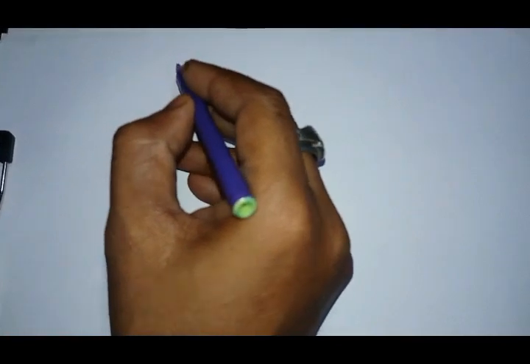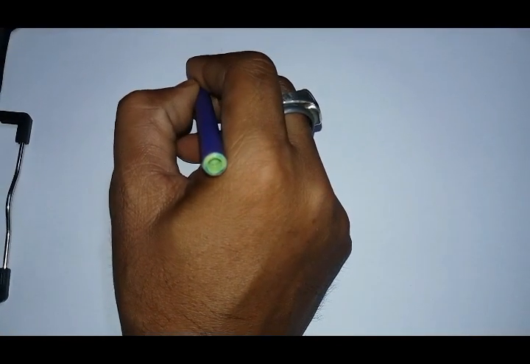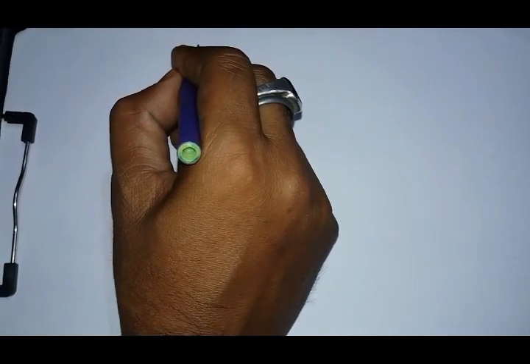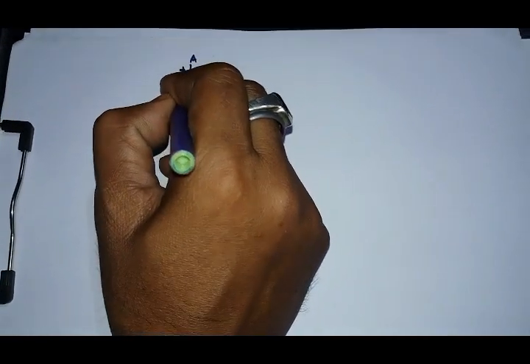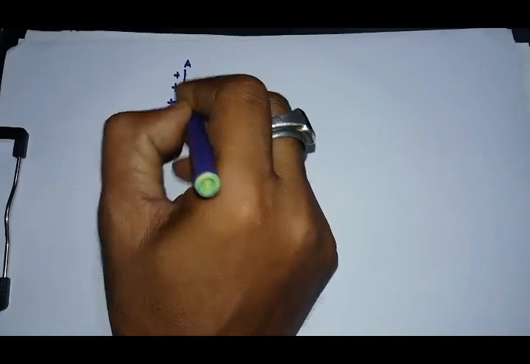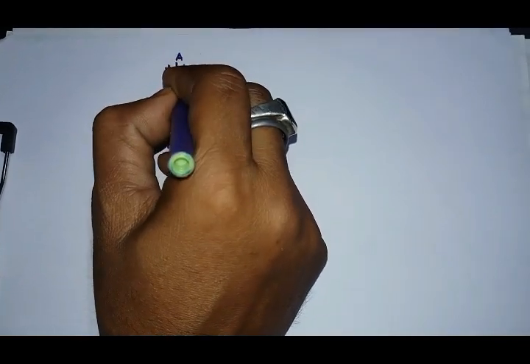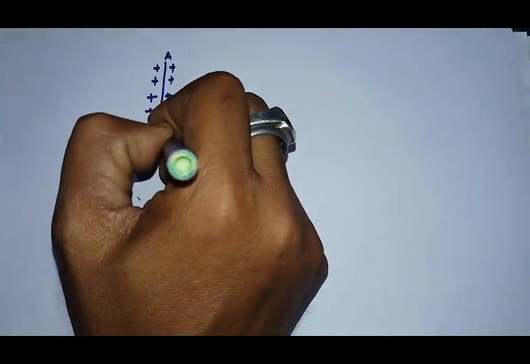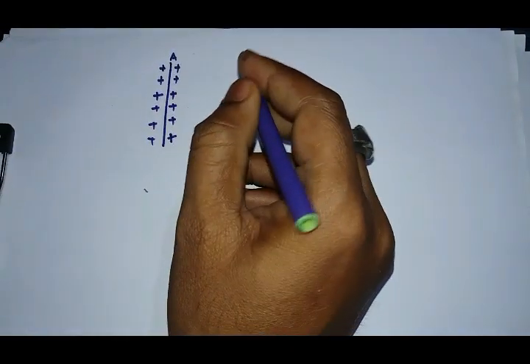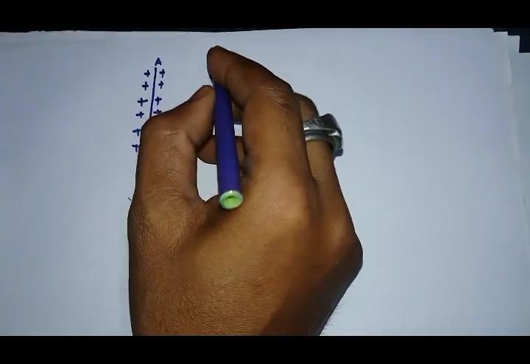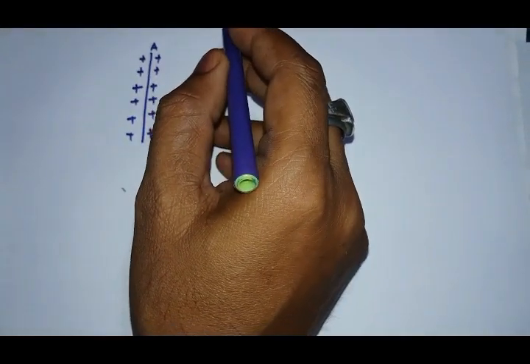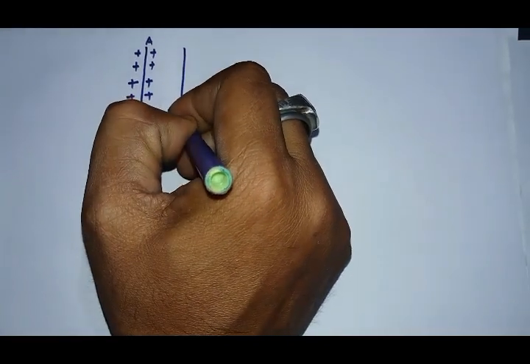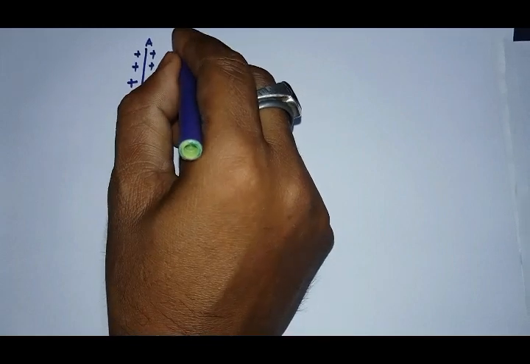Now consider a positively charged conducting thin plate A in air. This is the conducting thin plate in air. Bring another uncharged conducting plate B closer to A.